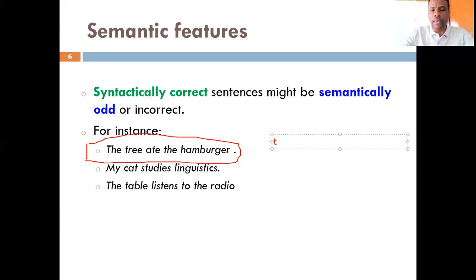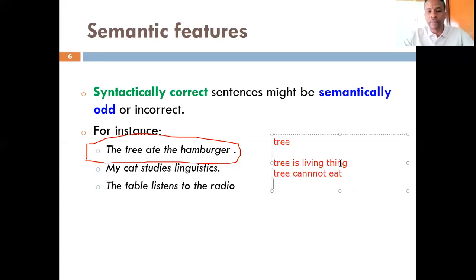So what do we say? We said tree is a living thing. That is one property, right? Then we can say tree cannot eat. This is a property. Tree cannot move. We keep giving properties like this, so some of them are properties it cannot possess. Or we can also say tree can grow. So grow is a property that is possessed by a tree. Move and eat are not possessed by a tree. Living thing is a property that is possessed by a tree.